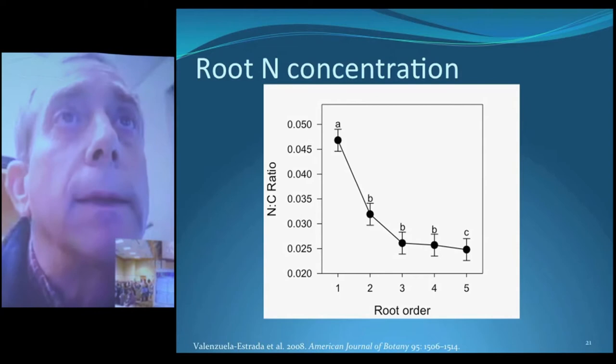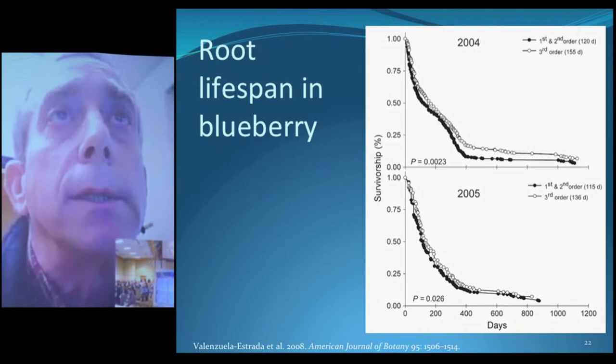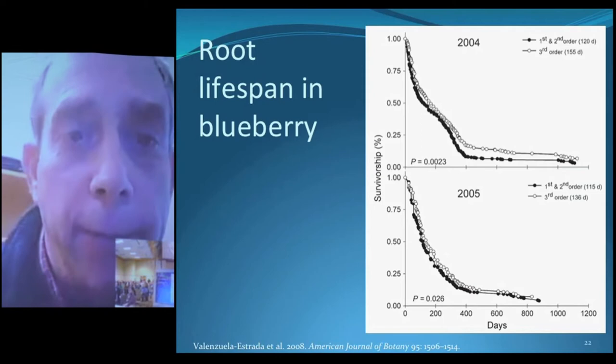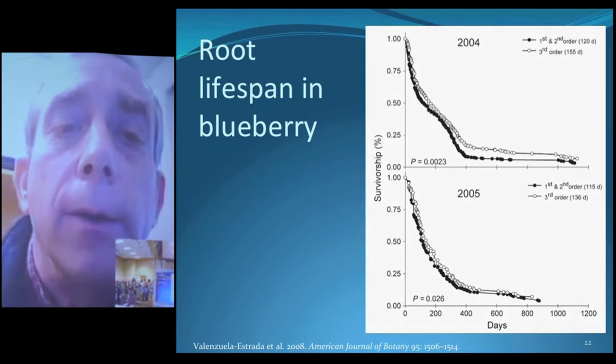And finally, as I showed before, this is survivorship of blueberry roots, small differences between first and third order roots, but what really is being reflected here is these roots die as a module. When a first and second order root dies, the third order root typically dies too, or soon after that. They die more like, think of it like a compound leaf. Like if you know a leaf that's compound like an elderberry. You know, the little leaflets may die, but eventually the whole leaf dies, and that's the whole unit.